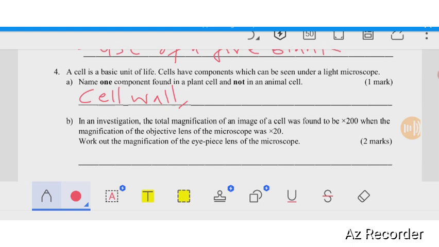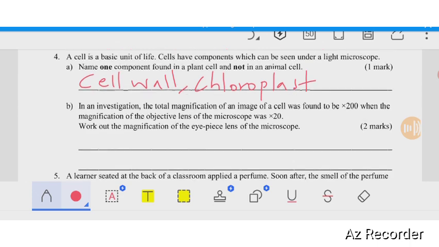We have chloroplast, which is a site of photosynthesis. It's not in animal cell, but it's in plant cell, among many more others. Sometimes, the vacuole disappears in animal cell, so you can also write vacuole. It's a component that is in plant cell and not in animal cell.